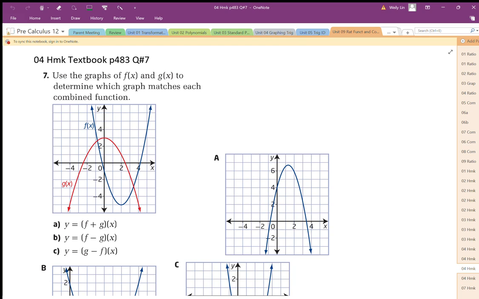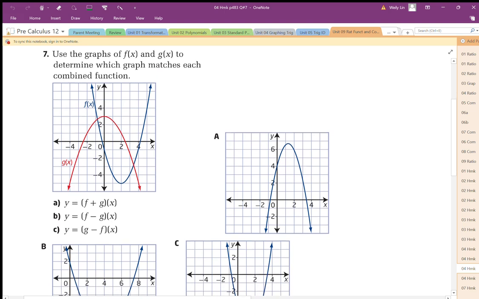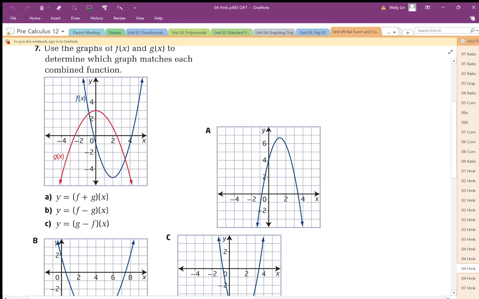Question number 7 gives us f of x and g of x functions. The blue function here is f of x and the red function is g of x. It asks us to combine functions as f plus g, f minus g, g minus f, and predict what the graphs of those are going to look like.